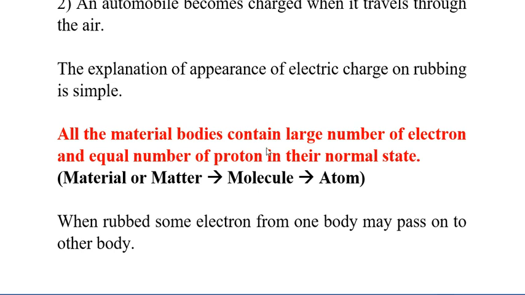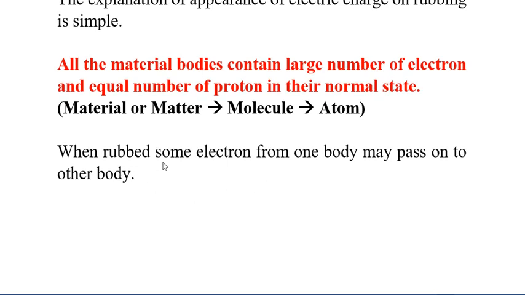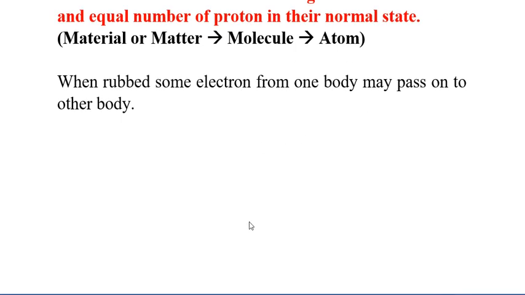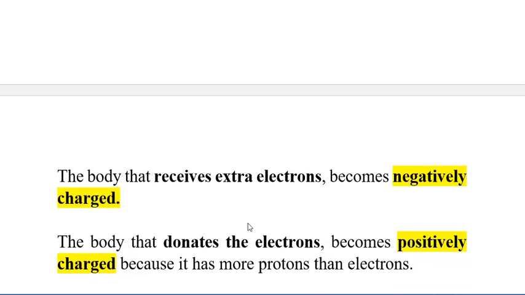We know that all material bodies contain a large number of electrons and an equal number of protons in their normal state. As we know, matter is made up of molecules and molecules are made up of atoms, and inside the atom there are electrons and protons which are present in equal number. So when two matters are rubbed with each other, some electrons from one of the atoms may pass on to the other. And this is exactly what happens with static electricity.